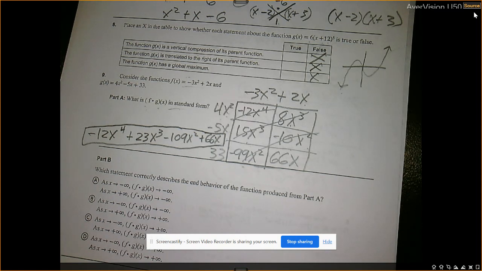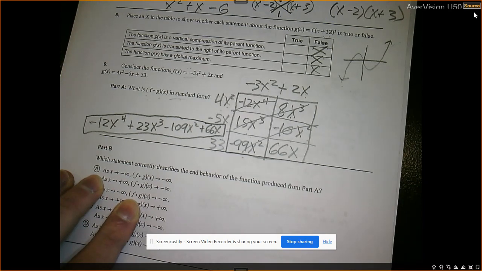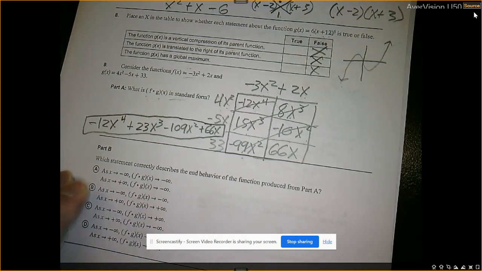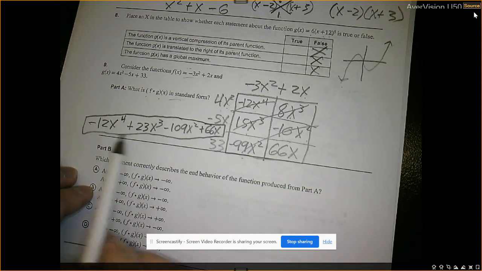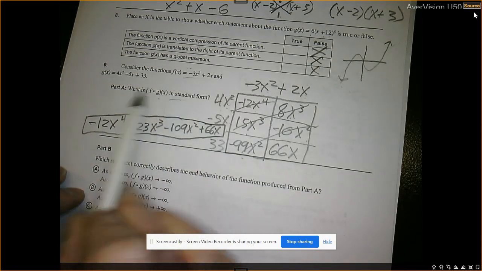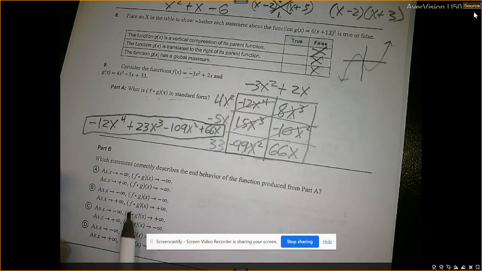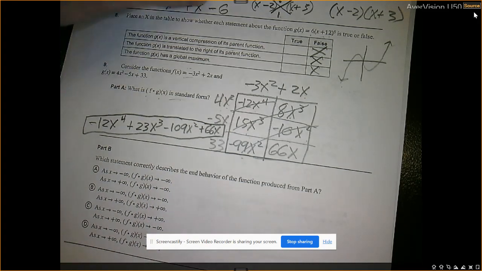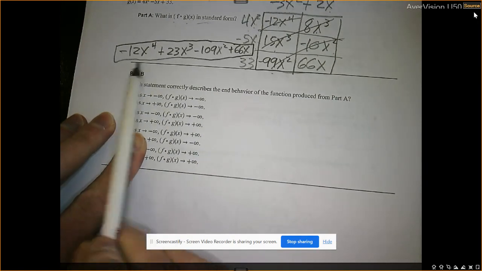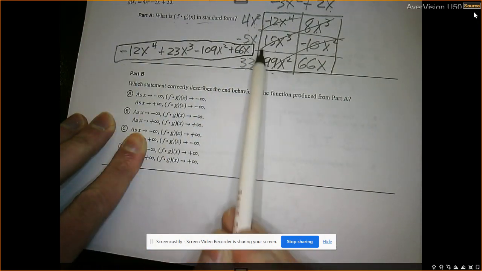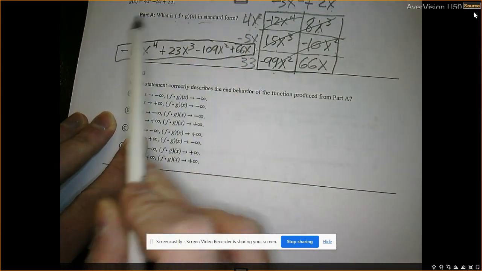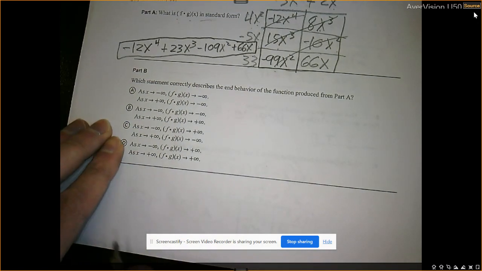Okay, for part B, here's what I'm going to say. I'm not going to do this one for the sake of time, but it's as simple as using your graphing calculator. So take this standard form that you got from multiplying it out, because it's asking about f times g of x. Well, that's what you just found. Okay, so to find the end behavior of this, take this, plug it into your graphing calculator or Desmos, and tell me what the end behavior is.